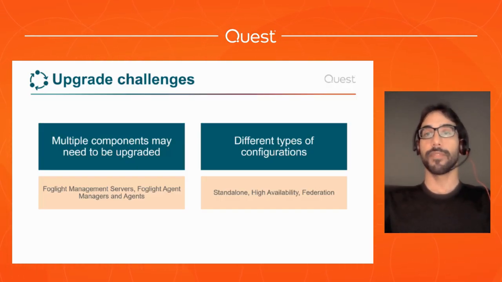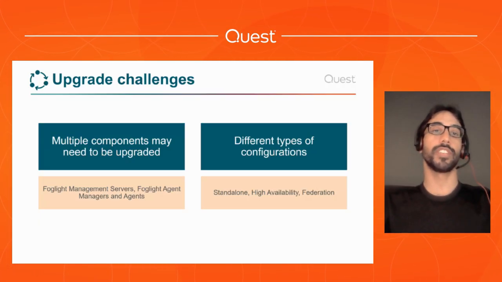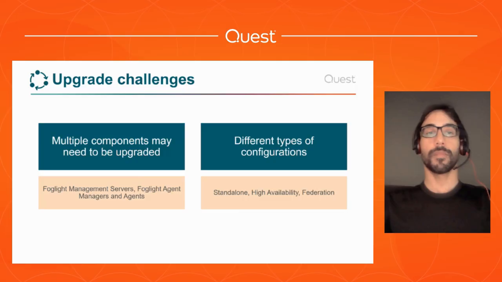We also have different types of configurations. We have standalone installations, and we also have high availability and federation environments. The process to upgrade those does not differ much between them, but there are specific considerations for the layer 2 that we'll be checking later on. Part of the challenges would also be the preparation steps before the upgrade and going through the actual upgrade for the different components that we'll be reviewing in the upcoming slides.